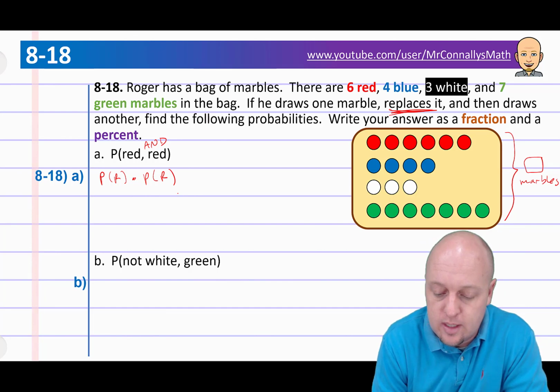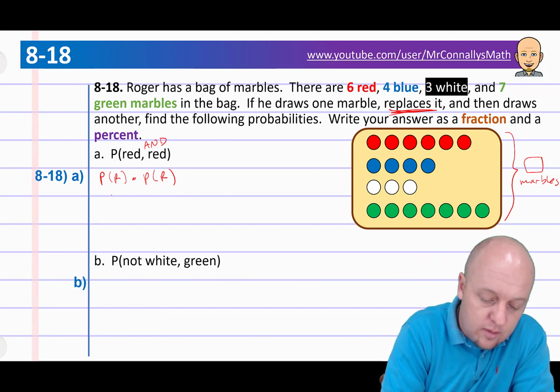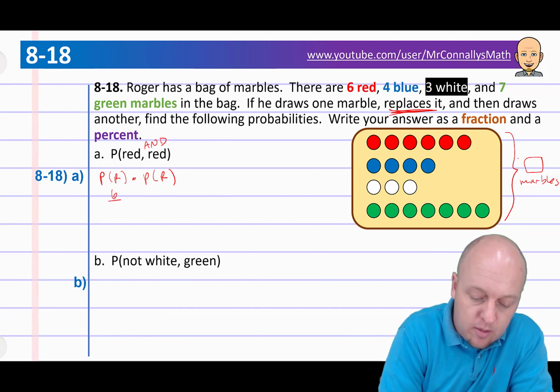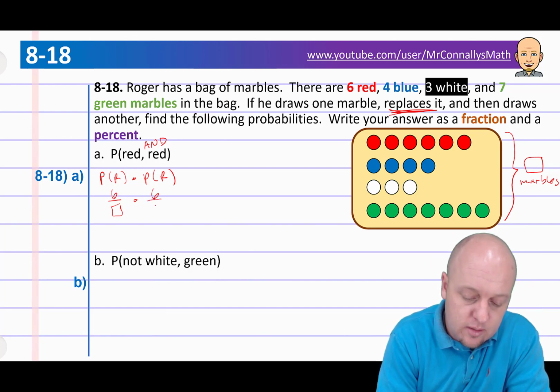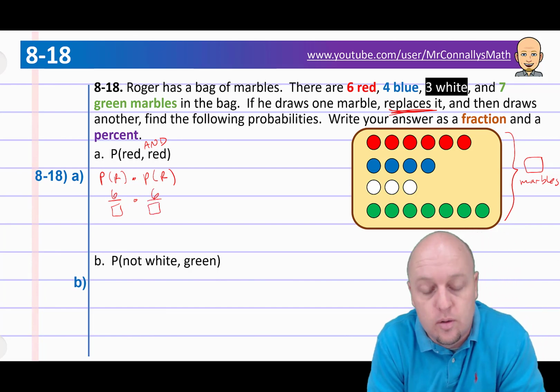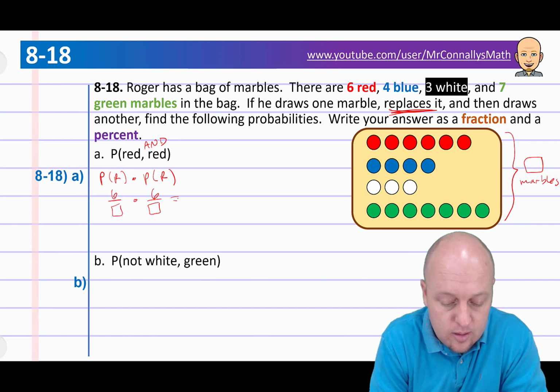So the probability of red in this case is going to be 1, 2, 3, 4, 5, 6 out of how many marbles? You'll find that out. And then again, it's the probability of 6 over the total amount of marbles again. So go ahead and just multiply those together. You should get 36 over that number on the bottom.